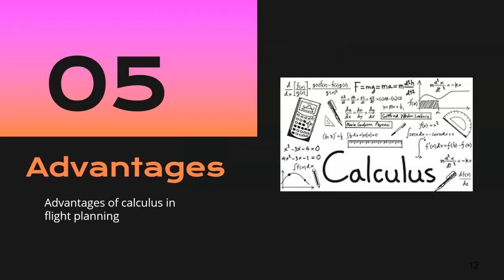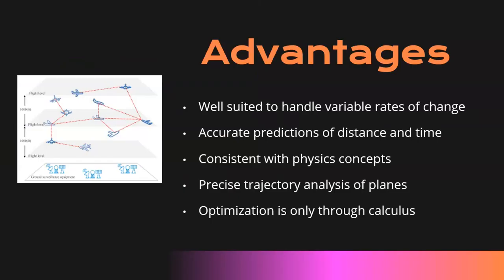Now, what are the advantages of using calculus in flight planning? Why wouldn't someone use another method of math rather than calculus? Well, calculus is well suited to handle variable rates of change, and calculus makes accurate predictions of distance and time. Calculus is also really consistent with lots of physics concepts, and calculus can provide precise trajectory analysis of planes. The optimization algorithm is through calculus, so optimization has to be through calculus.